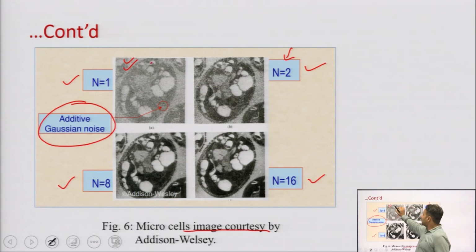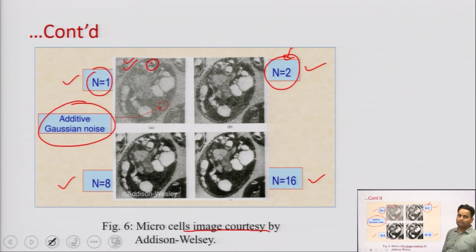So this kind of image does not have any value of increasing n, because n is equal to 1. If we have n equal to 2, and you are taking the average from 2 original images, then your image looks like this. If you are taking 8 similar images, then your image gets enhanced in this manner. And if we take 16 of the same image and take the average, your output will become like this. So the microcell image becomes enhanced as n is increased.